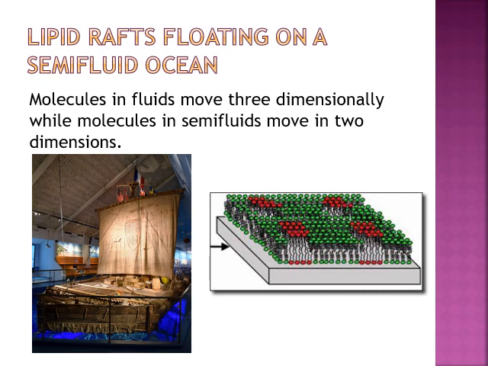These would be the bamboo. The carbohydrates attaching would be the vines that link them together. So this is one possible reason we have glycosylation.